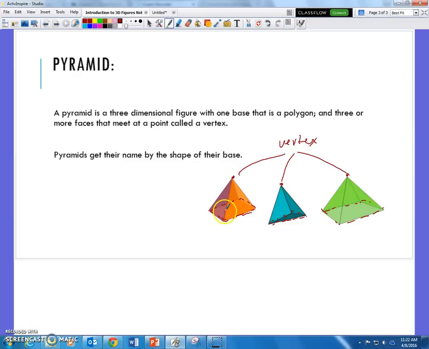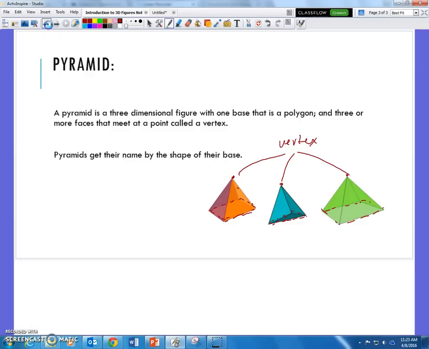So you may have learned about this in previous classes, or maybe not, but none of these are right prisms because the lateral faces in this one are triangles. You can see the triangles on the side. And on this one, they're also triangles, and on this one, they're also triangles. So in order for it to be a right prism, it would have to have rectangles on the side. In a pyramid, that just doesn't happen, so we don't call it a right prism. In fact, we don't call it a prism at all. We call it a pyramid.